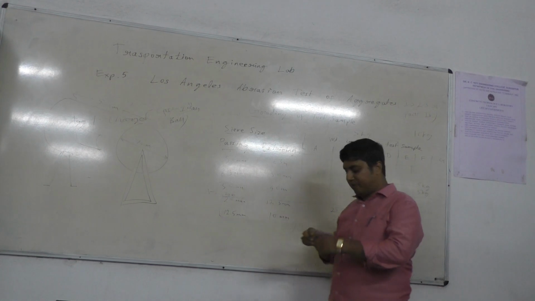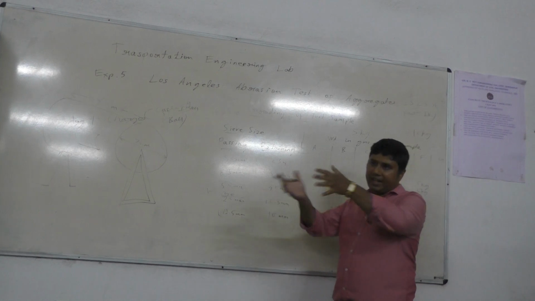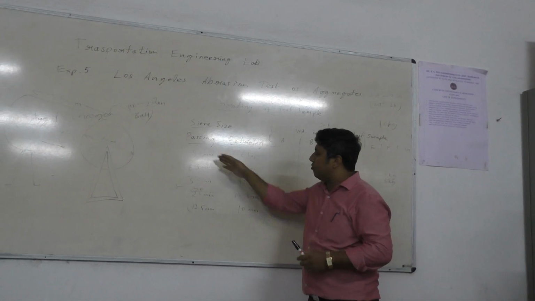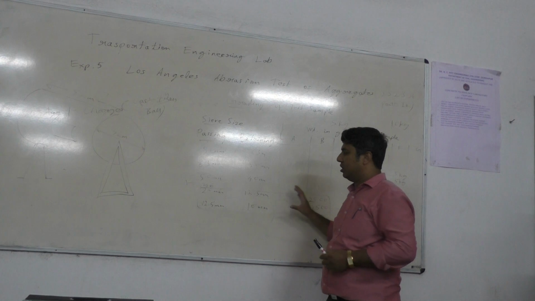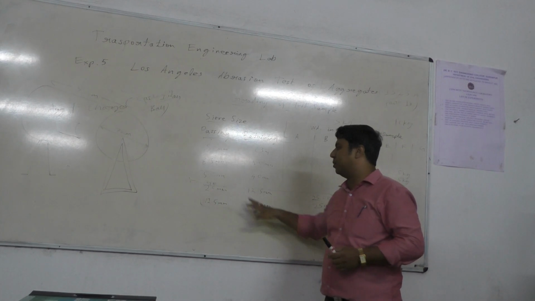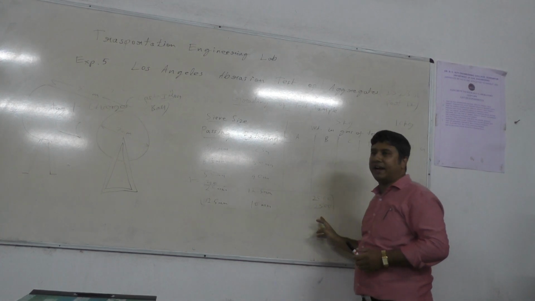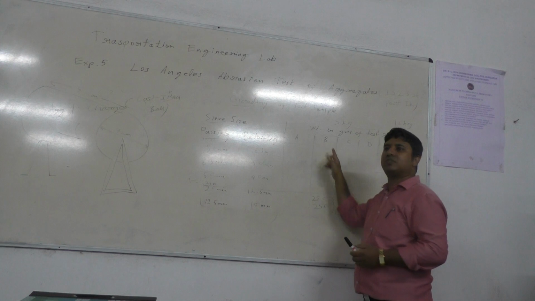You will first check from the stack of the aggregate. We will take out the aggregate and sieve it. Next, we will check in which range it is falling. Suppose it is falling in the range 20 mm to 12.5 mm and 12.5 to 10 mm. Then according to the range, we will choose the grade. Suppose my grade has come as B.